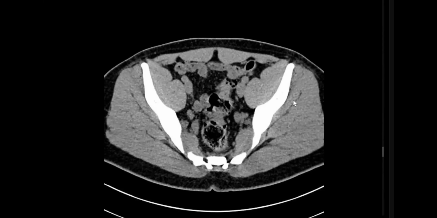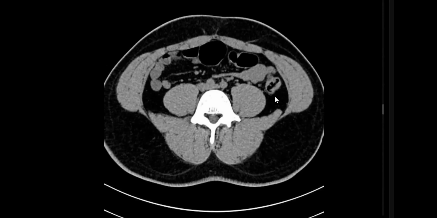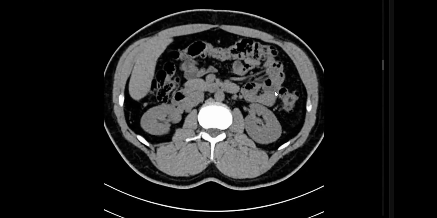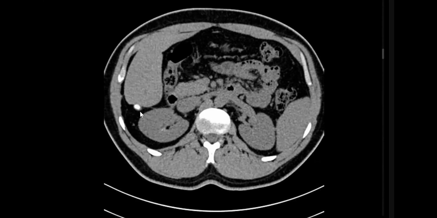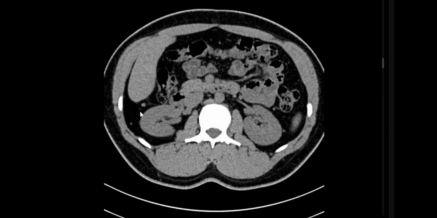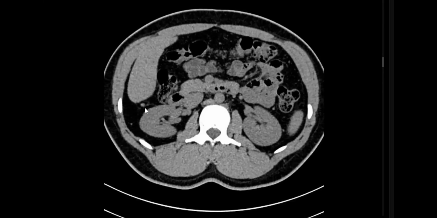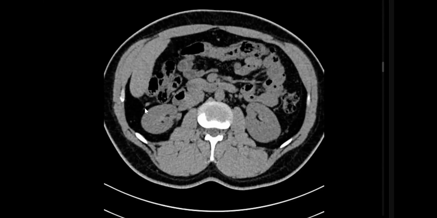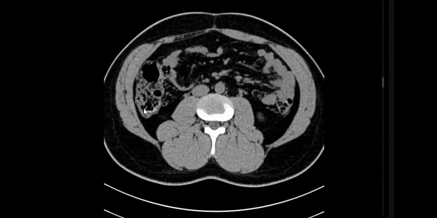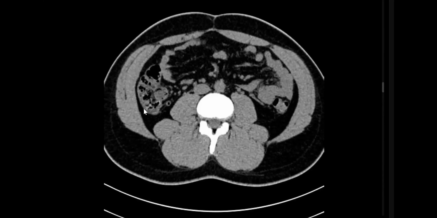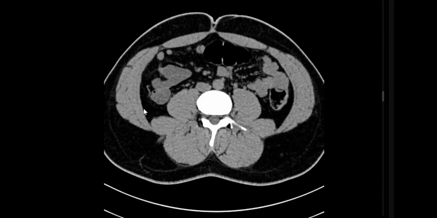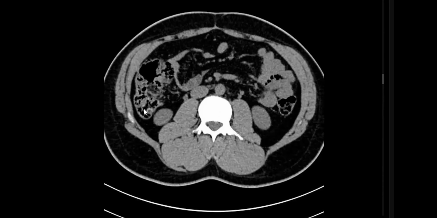The obvious abnormality that I can appreciate in this scan is an appendicolith. There is an appendix seen in the subhepatic location with an appendicolith. The appendix is also mildly dilated with adjacent fat stranding. Is it mildly dilated? And is there any fat stranding? Honestly, no significant fat stranding.